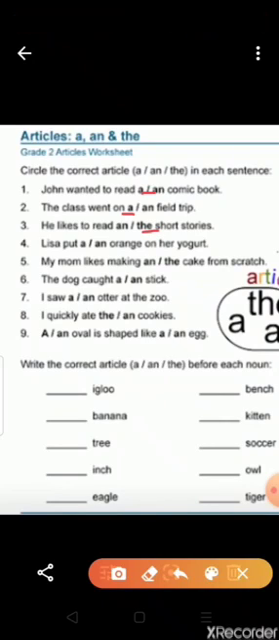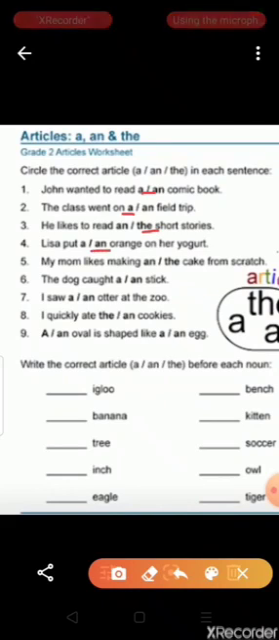Lisa put a or an orange on her yogurt. Orange, the sound of orange is a vowel sound, so we are going to use an. My mom likes making an or the cake from scratch. So the cake, C is a consonant sound, so we are going to use the. The dog caught a or an stick. Stick has a consonant sound, so we are going to choose a.